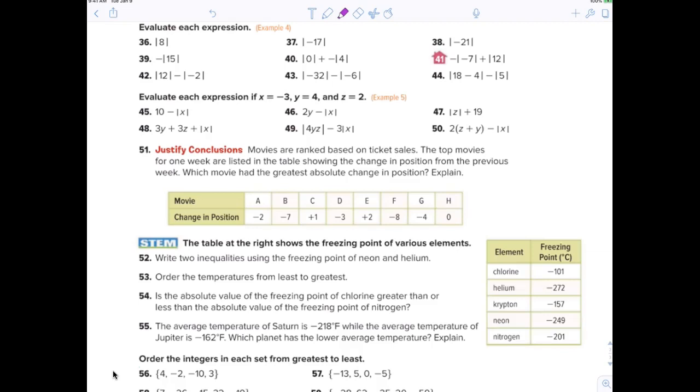41. Number 41 was... Because in the book, I think they give a more detailed explanation of this if you were to click on it. Right? Yes.